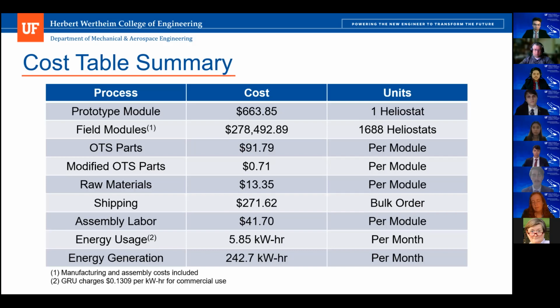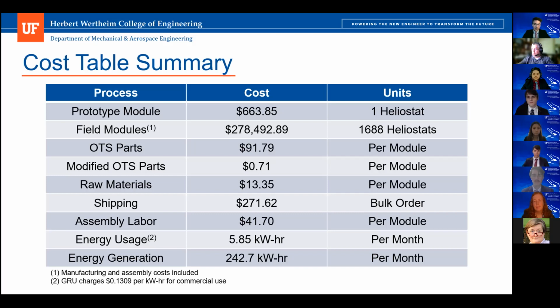Using the retail value of 13.09 cents per kilowatt hour supplied by Gainesville Regional Utilities for commercial power, it costs about 77 cents to operate the heliostat for 1 month, or $1,300 for the field. And this does not include the cost for workers or the rest of the solar energy plant.